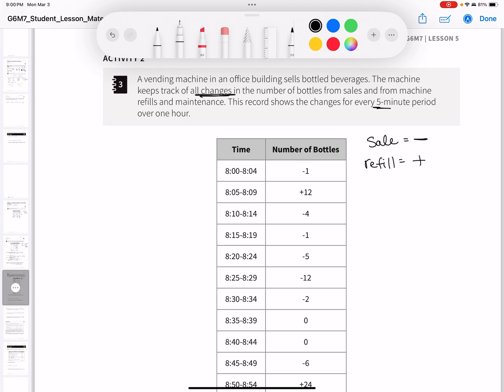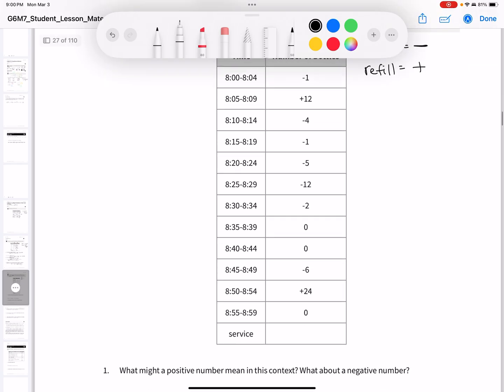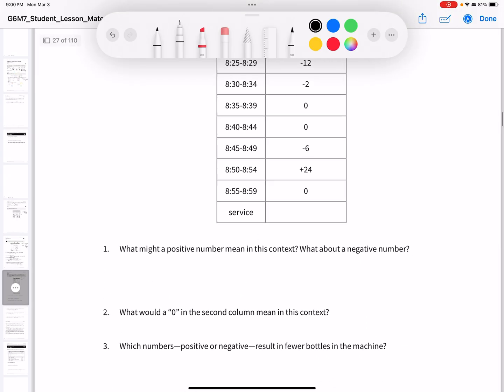All right, so you can keep going down there and you can see from 8:10 to 8:34, we have some sales. And then we have 8:35 to 8:44 where we have some zeros. And we're going to actually talk about what those zeros mean. Okay? All right, let's see. What might a positive number mean in this context? What about a negative? Well, a positive number means there was a refill.